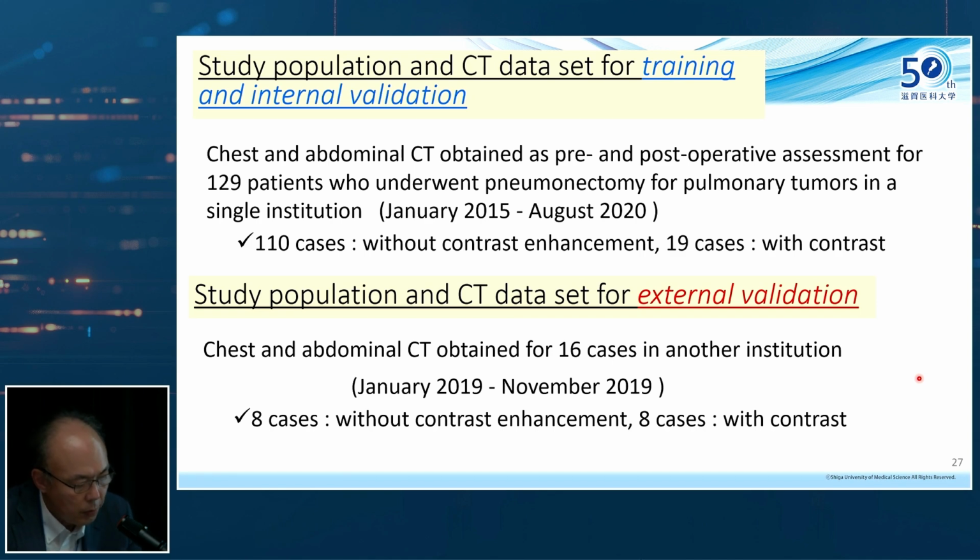Yes, in this study population, we included 129 patients with pre- and post-operative assessment of lung cancer. And for external validation, we applied it to 16 cases from other institutions.